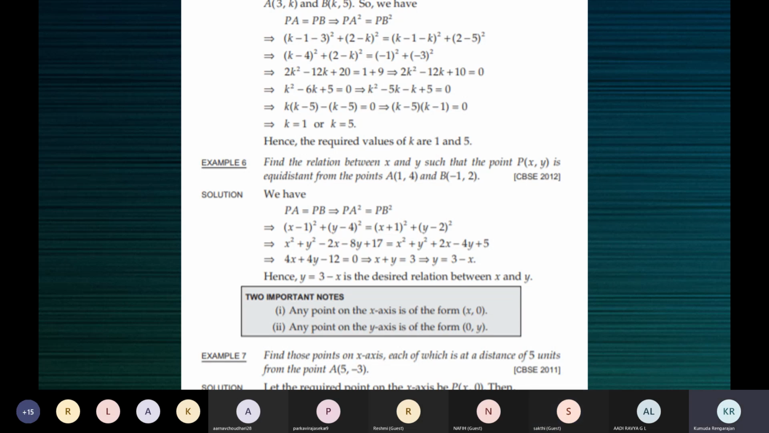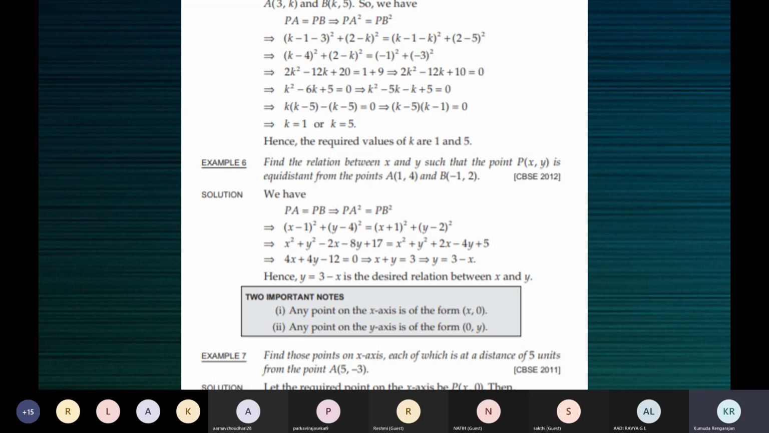Yeah, now use the values and tell me. P is (x, 0). So how will it work? (x2 minus x1) the whole square: what is it? (x minus 5) the whole square plus (0 plus 3) the whole square. Very good. (x minus 5) the whole square plus (0 plus 3) the whole square is equal to 25. AP square is equal to 25.